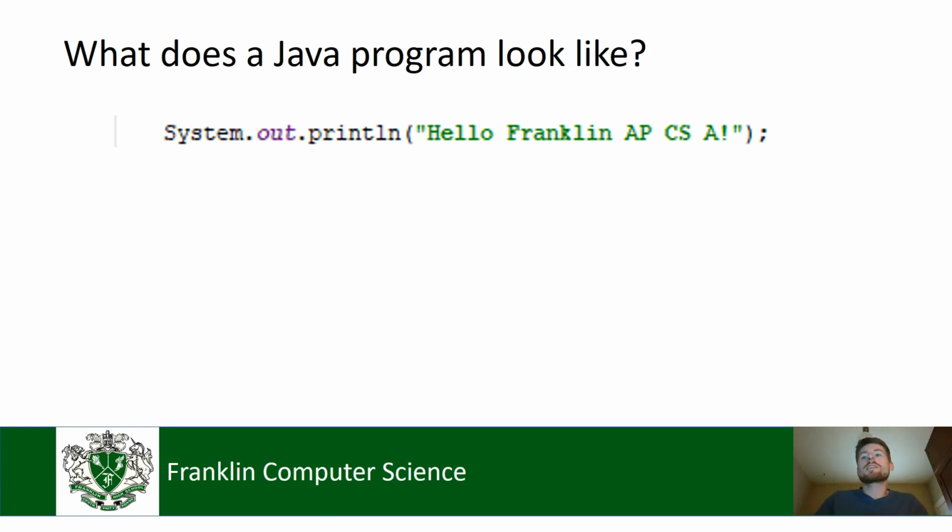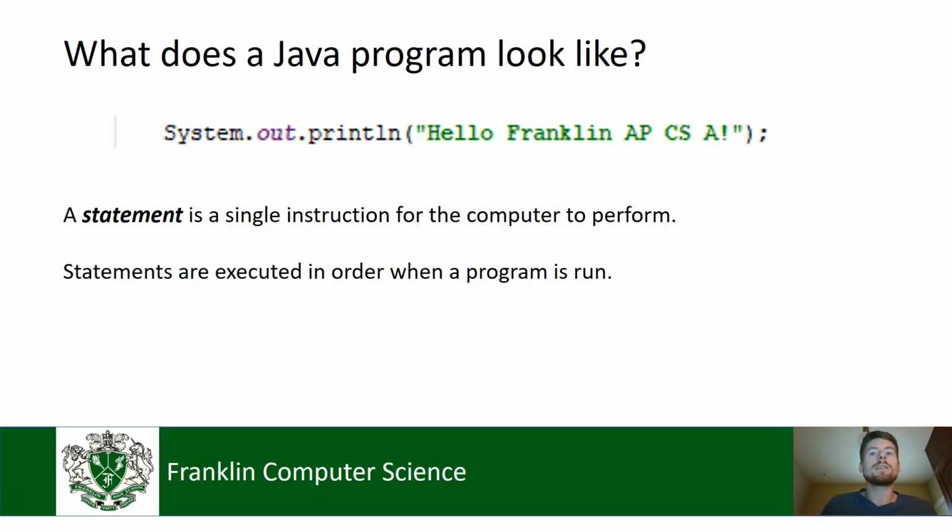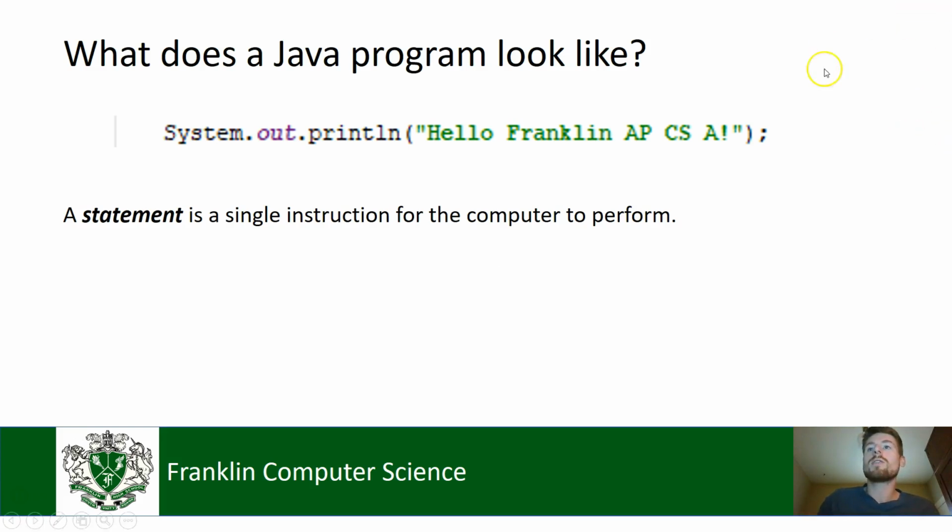System.out.println, Hello Franklin APCSA, close parentheses, and then this guy at the end, this is a semicolon. So this line here is called a statement. A statement is just a single instruction for the computer to perform. Almost always, you're going to have a semicolon at the end of a statement. The semicolon basically just says that this is like a period.